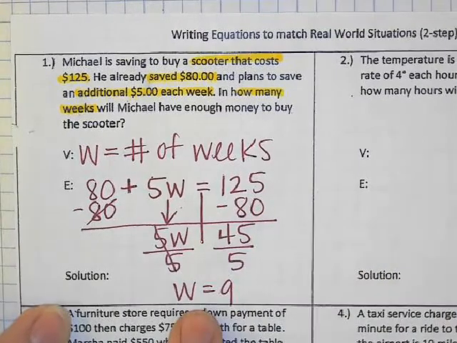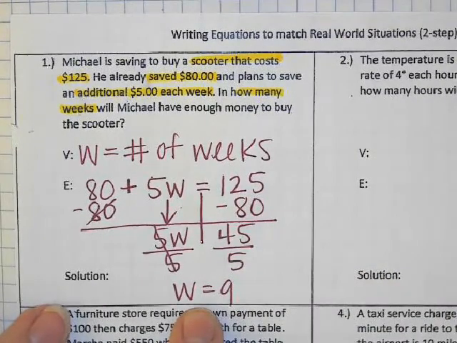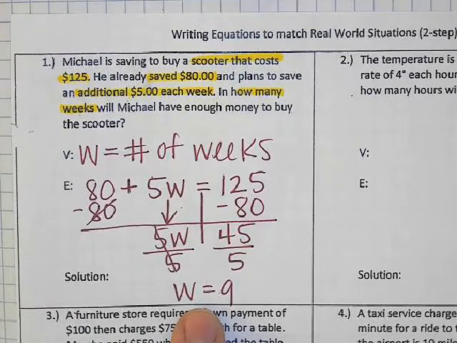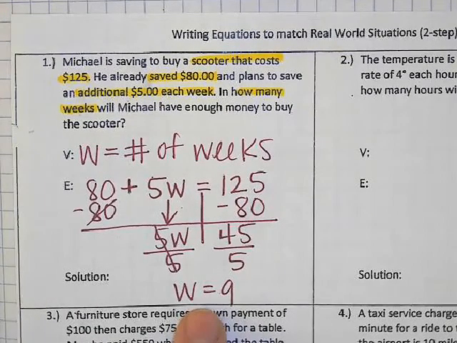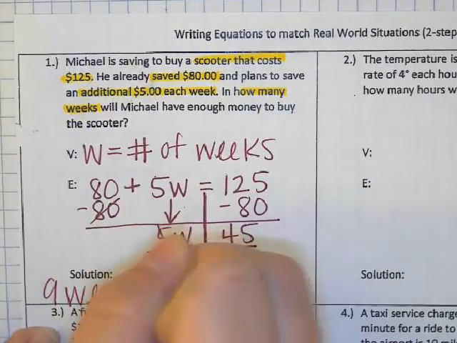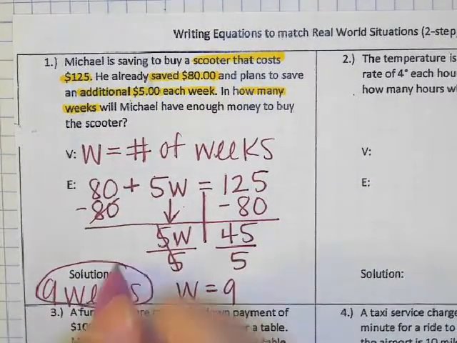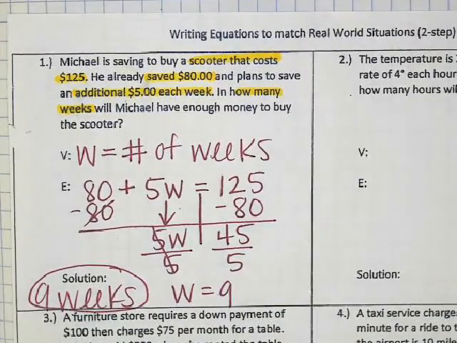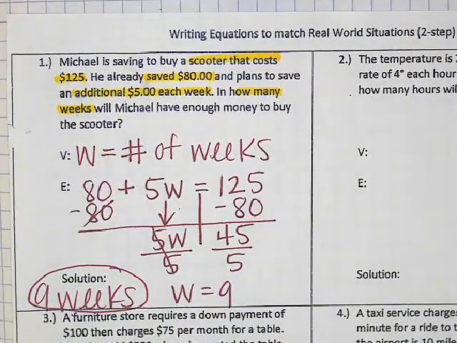I have to make sure that I'm answering the question. The question is, in how many weeks will Michael have enough money to buy the scooter? The solution is, it will be 9 weeks. Remember, you can pause this video and make sure that you write everything down.